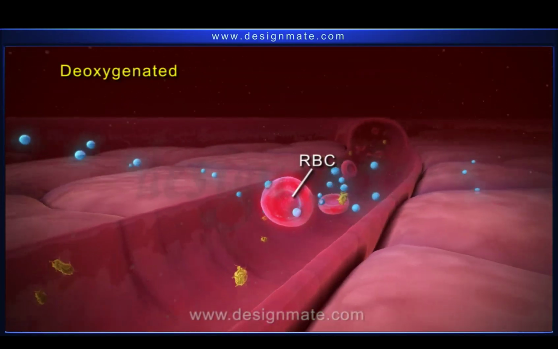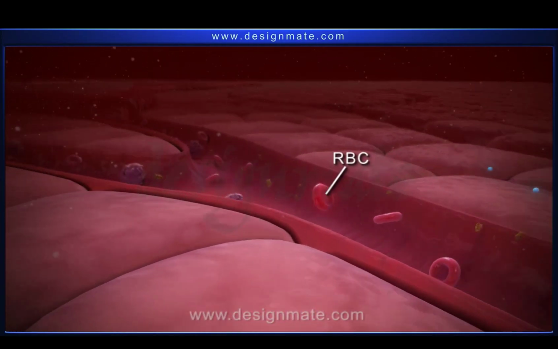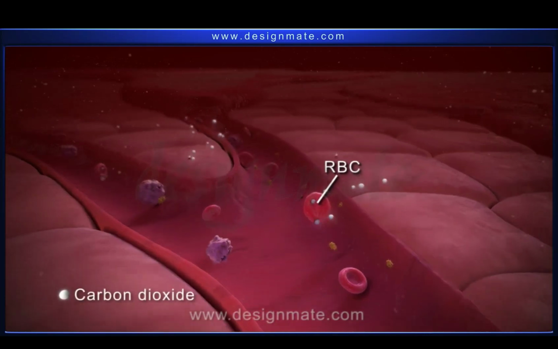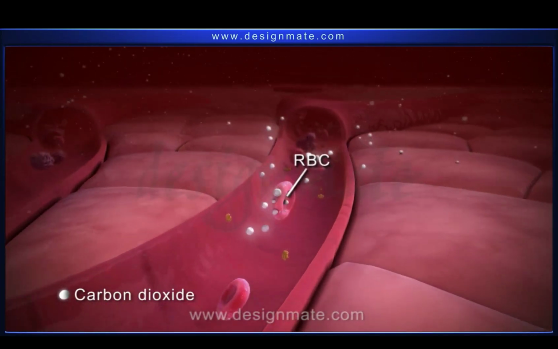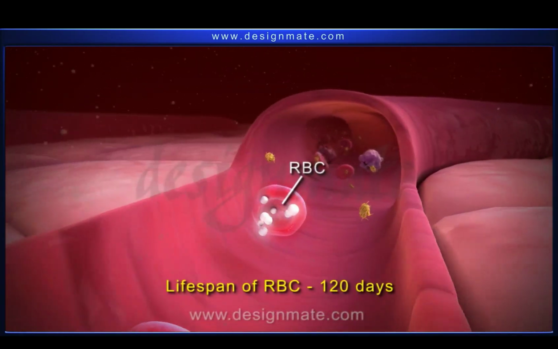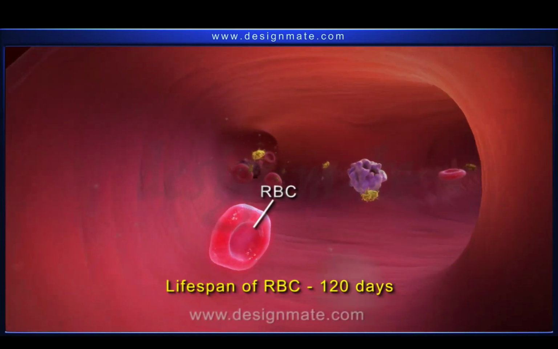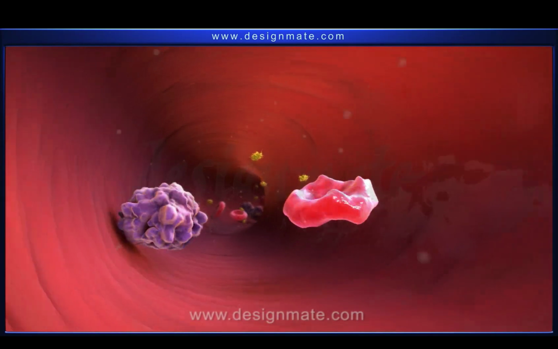Here, the RBC becomes deoxygenated. Simultaneously, carbon dioxide from the tissue cells is absorbed into the RBC. The average lifespan of an RBC is 120 days, after which it disintegrates.